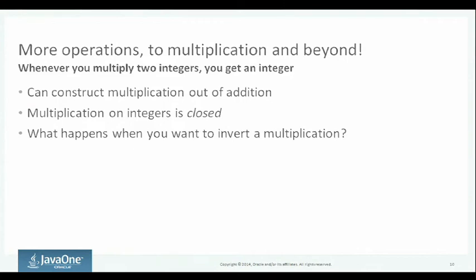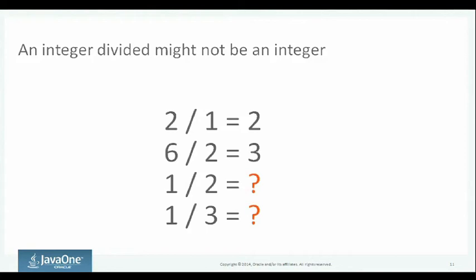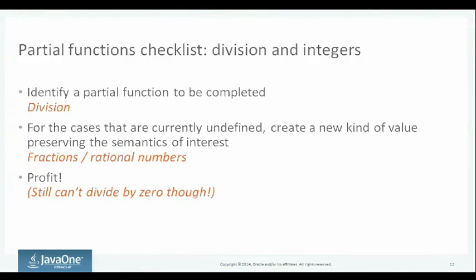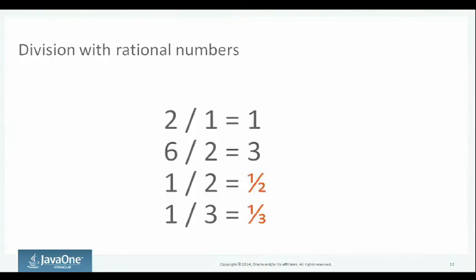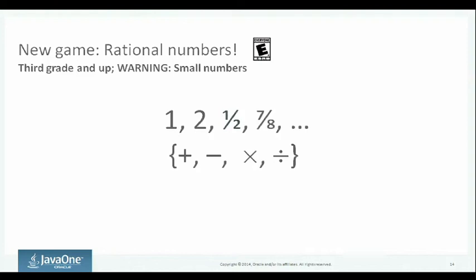We don't stop with addition and subtraction. Once we have those, we introduce the multiplication operation. And since we like to be able to invert operations, once we have multiplication, then we want to have division so we can undo the operation. Now, multiplication on integers is closed, but as we know, division on integers is not. Sometimes it works out well, and sometimes it doesn't. So what do we do? Well, we do the same trick again. We complete the function, in this case division. And the new kind of values we introduce to complete division are fractions, or rational numbers, although we still can't divide by 0. So, okay, now we have rationals, and we can divide, and we're starting to look pretty good.